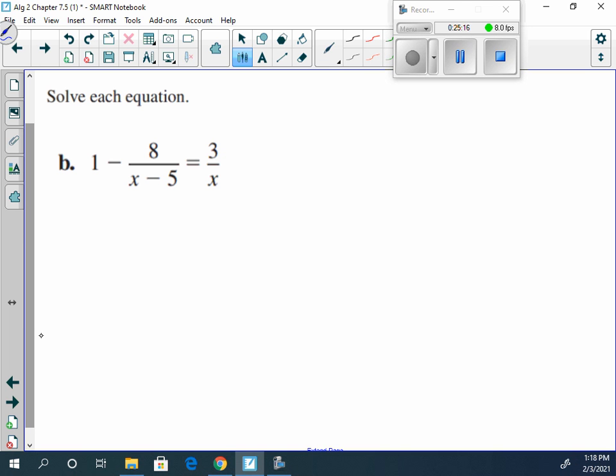Now, looking at this here, what are our restrictions going to be? Because let's start off with those. Because we have the x minus 5. It can't be 0. Because the x minus 5, if we plug 5 into that there, 5 minus 5 would give us 0. Now, 3 over x, because it's just x in the denominator, it would be 0. So we would have 5 and 0.